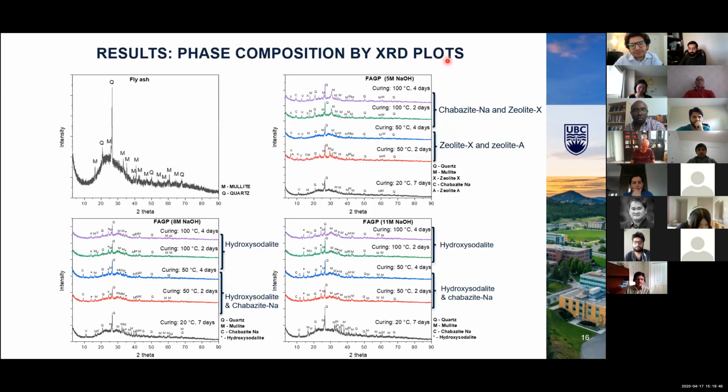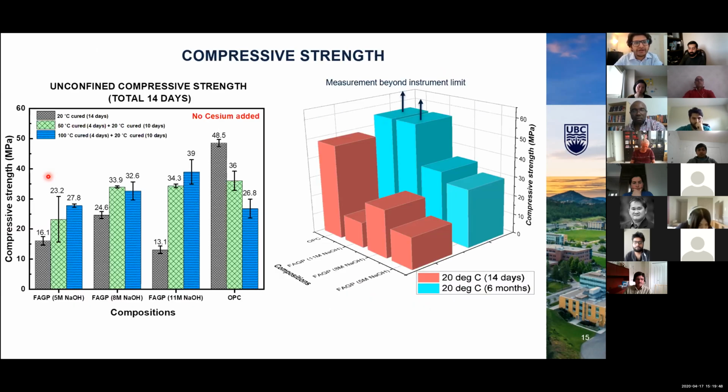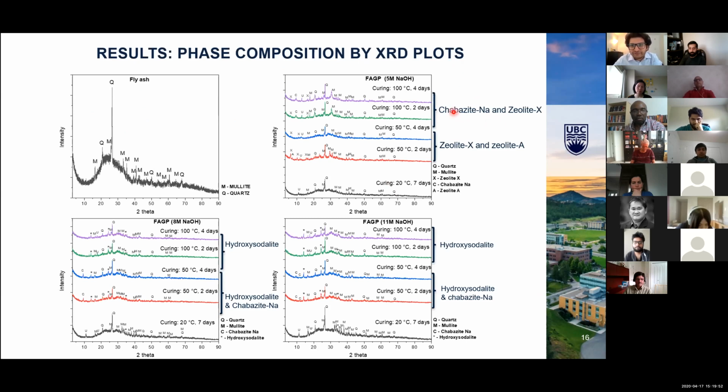If we look into the phase composition by XRD plots of these heat treated and cured samples, we see that at room temperature, no zeolitic phase was seen in any of the FAGP produced using different molarities. But if you change the molarities and provide high temperature and curing time, you see that a lot of zeolitic phases can be formed within the material. And it was seen that for higher molarity and high temperature, you can achieve a specific zeolitic phase that you can target and use to further study the effect of these zeolitic phases for cesium encapsulation.